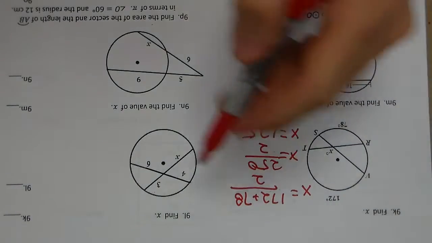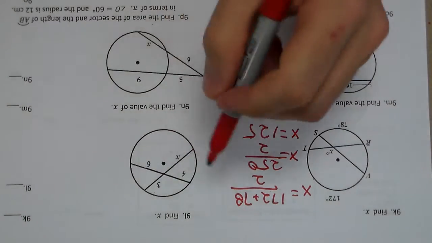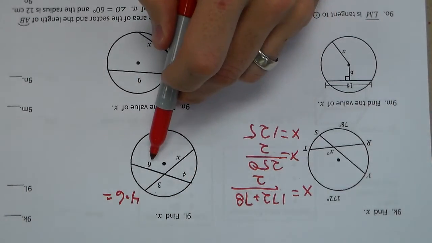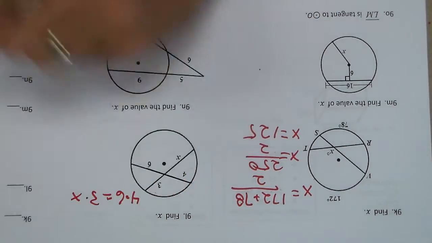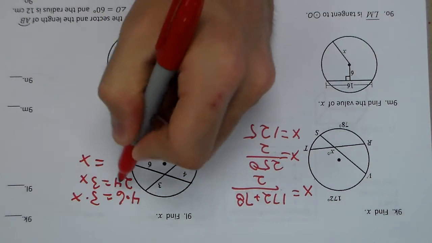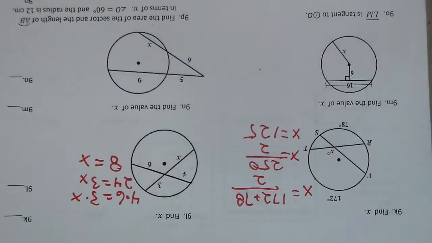For 9L, I have the 4, 6, 3, and x. I'm going to multiply the parts of the same line together. So that's 4 times 6 equals 3 times x. That gives me 24 equals 3x. Divide 24 by 3, and I get an 8.